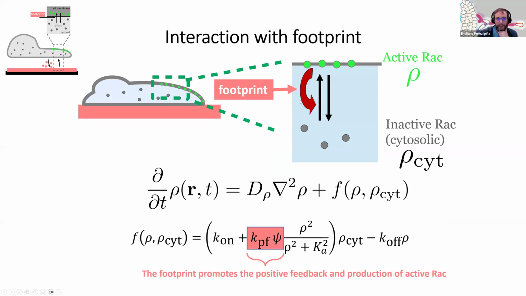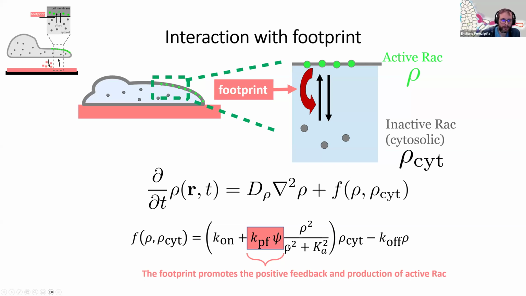Finally, we need to say how the footprint is going to affect the cellular motility. We assume a very simple dynamic here, where the footprint is going to promote this positive feedback mechanism, as you can see here in this arrow. The footprint is going to enter in this term over here, so you can see this phi function, which is basically the effective footprint response.